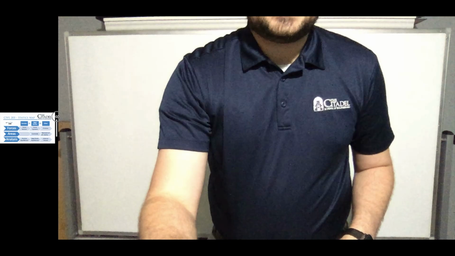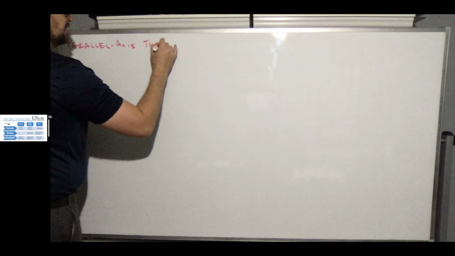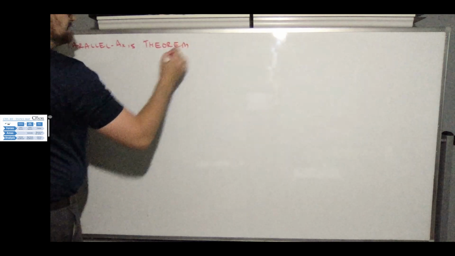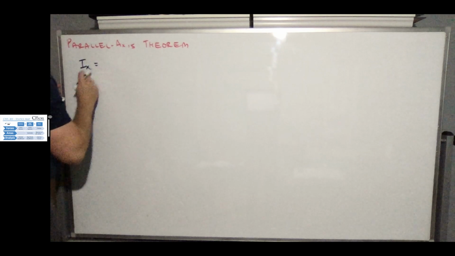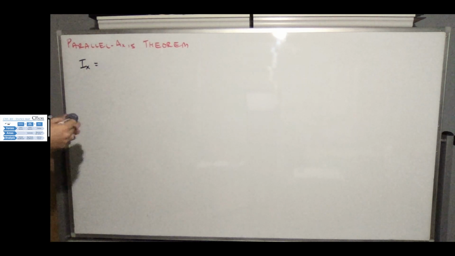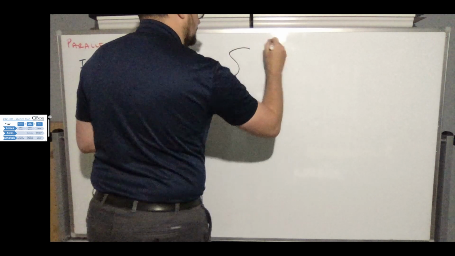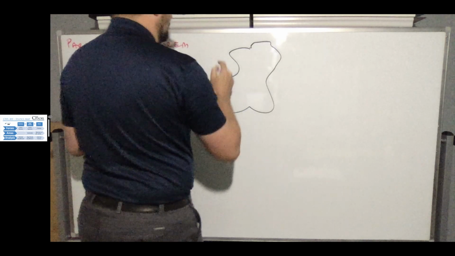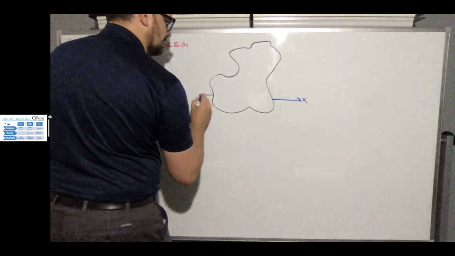So the thing for us to keep in mind here is that the parallel axis theorem is actually discussed in your textbook in section 10.2. It's all about calculating a moment of inertia about an arbitrary x-axis. So let's say we have some body out here, some shape, okay? And we're going to have an arbitrary x-axis running through it, something like this, okay?